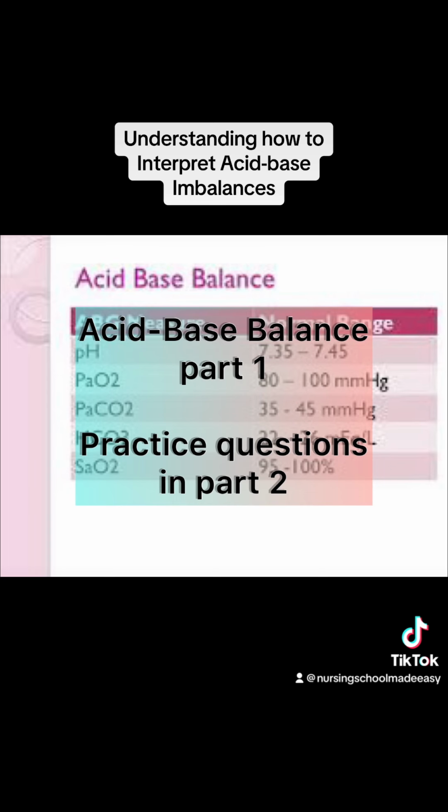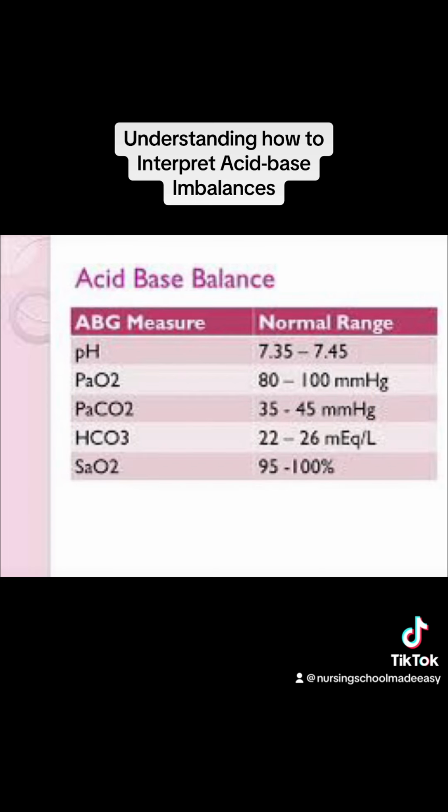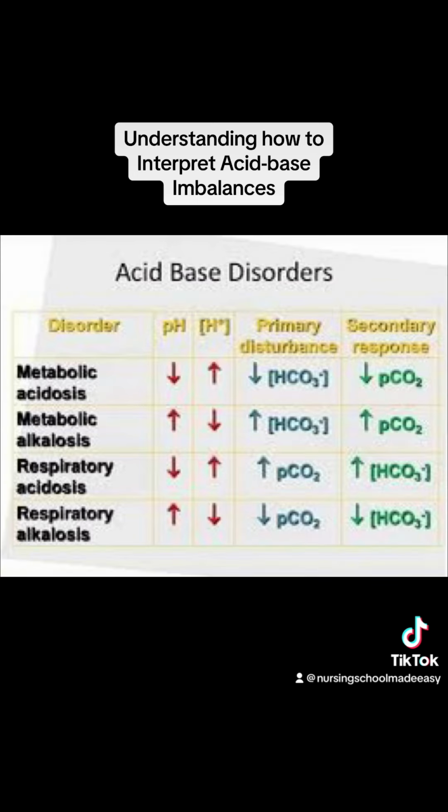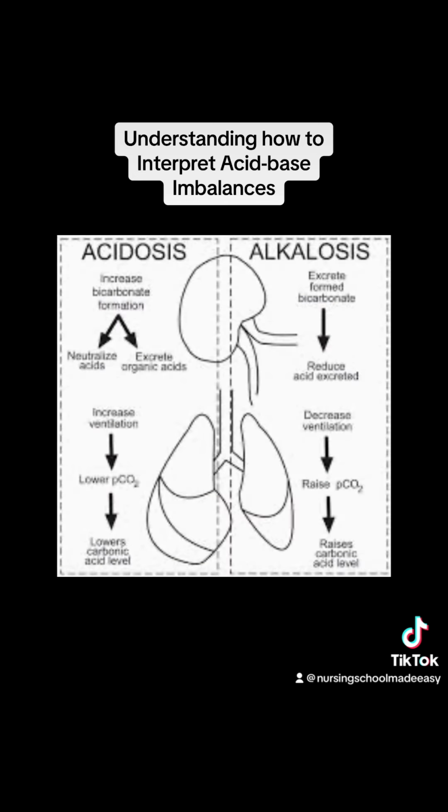If the acid levels in your blood are too high, it's acidosis. If it's too low, then it's called alkalosis. There are 4 acid-base disorders that you must know. They are metabolic acidosis, respiratory acidosis, metabolic alkalosis, and respiratory alkalosis.